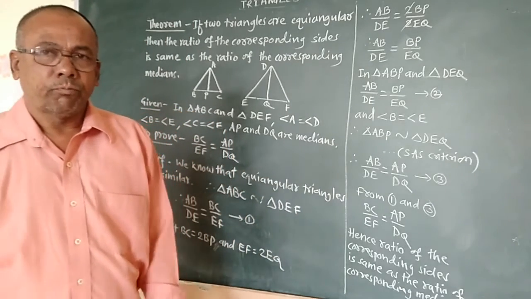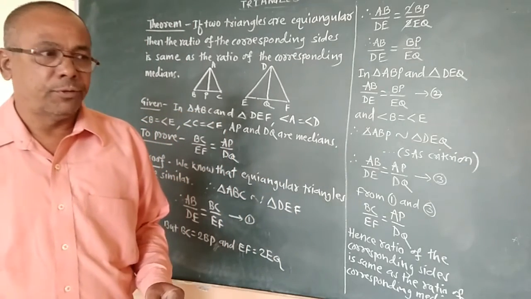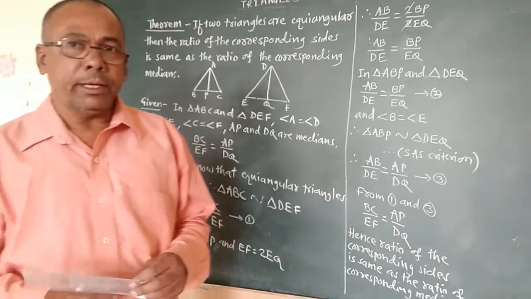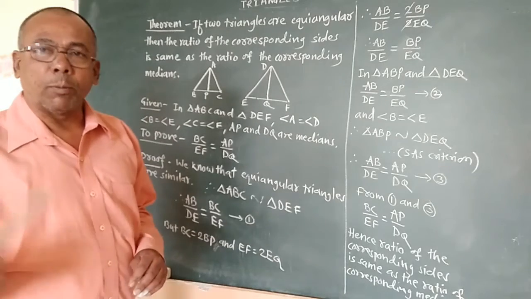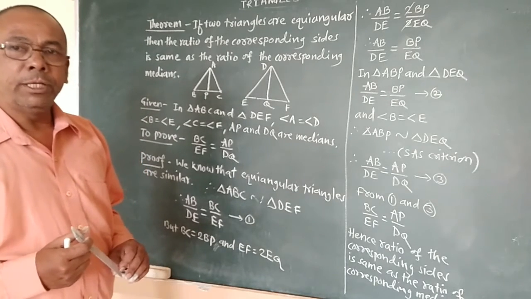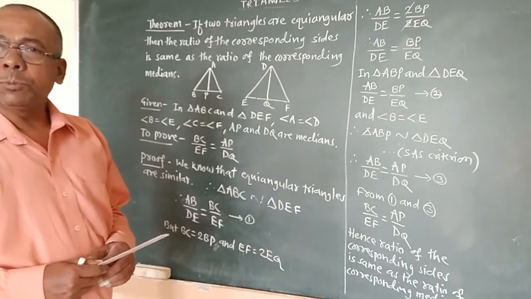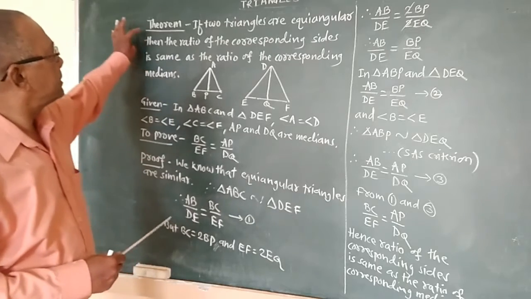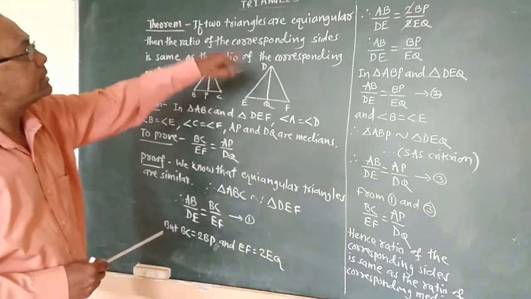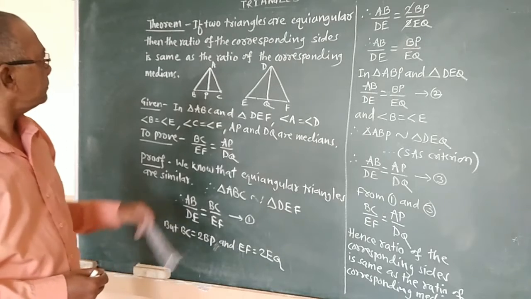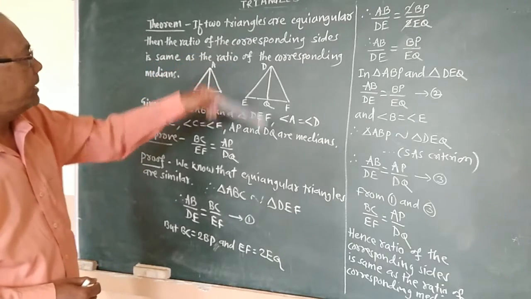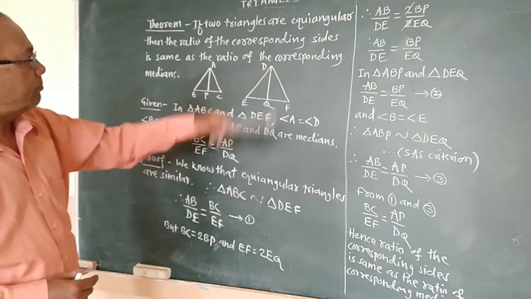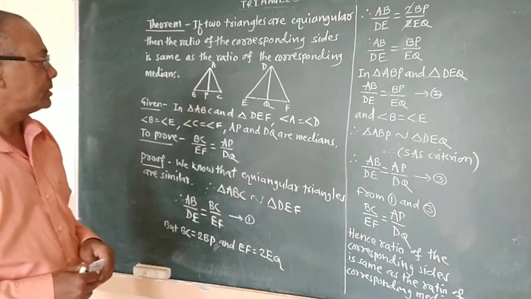We have seen the properties of similarity and similar triangles, and now today we will see some more properties of similar triangles, and these properties are nothing but theorems. Here we will see the first theorem, that is, if two triangles are equiangular, then the ratio of the corresponding sides is the same as the ratio of the corresponding medians.